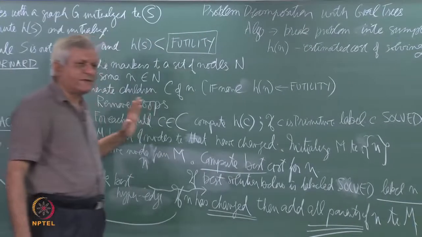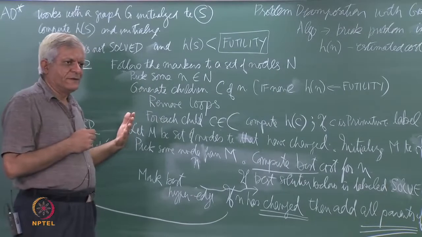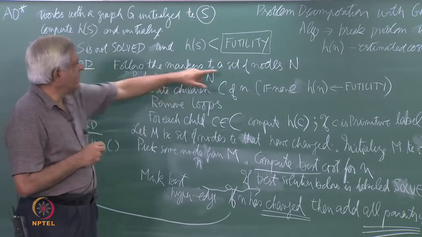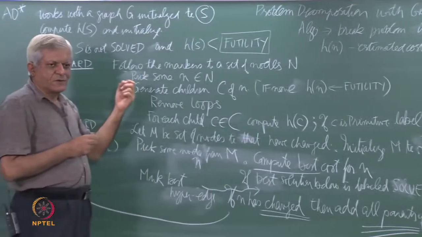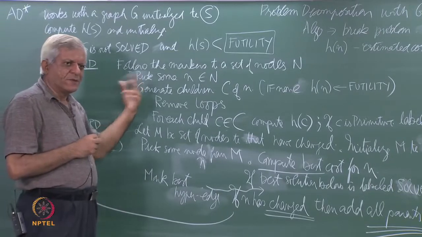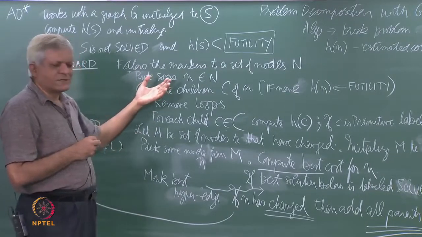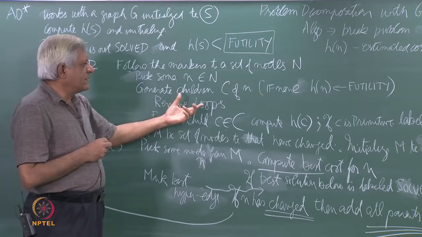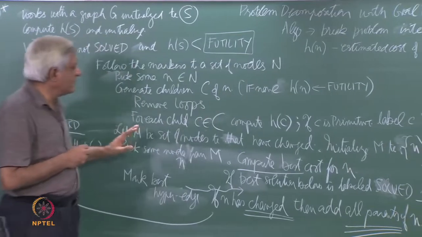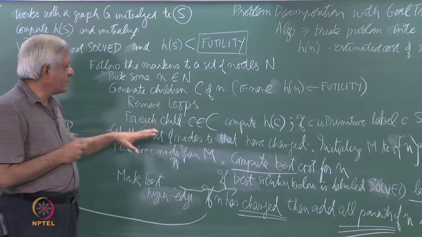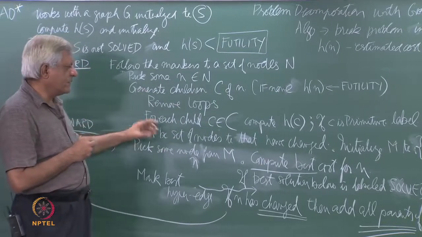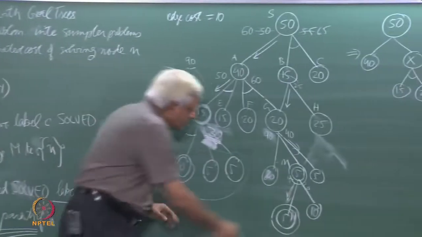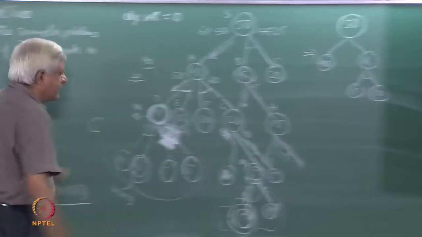So, in the forward phase, you follow the markers, end up with some unsolved set of nodes which we have called this n. We pick some node from n, maybe the most expensive as we discussed a little bit earlier, but that is not really so important. We pick some node from n, generate its children, if none we call it futility, we assign the cost futility to that, then we remove loops, and for each child we compute the h values, that is this set of nodes here, or it could be this set of nodes here depending on what is n.